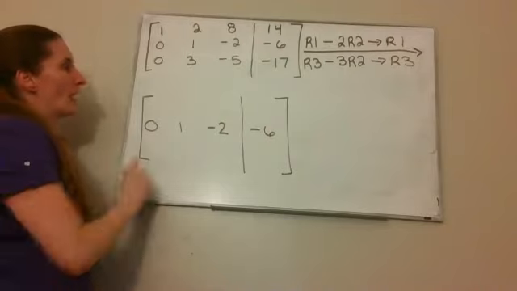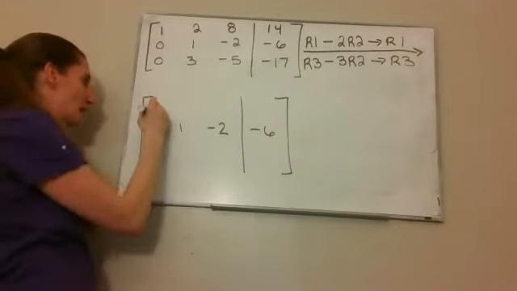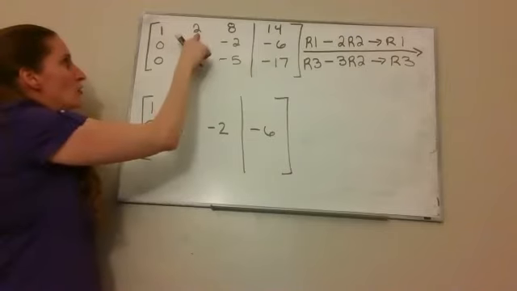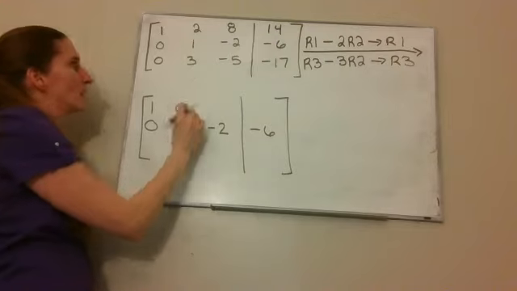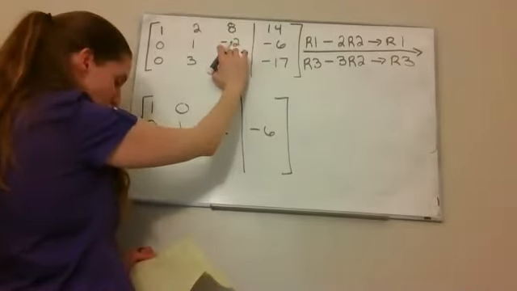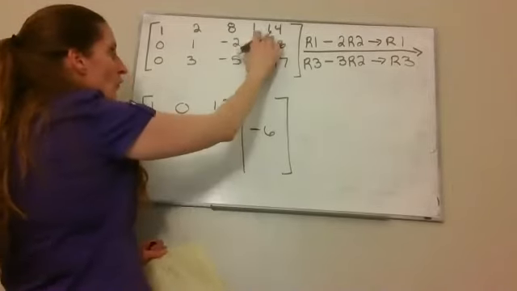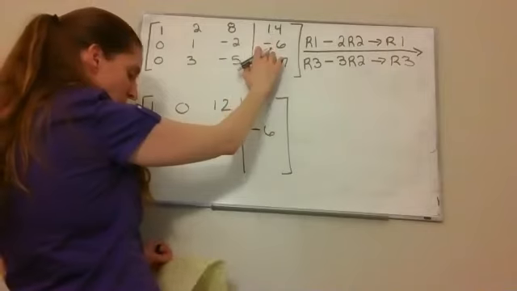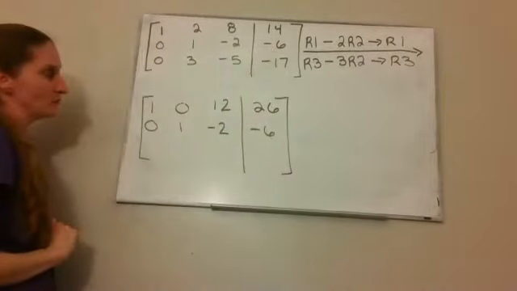For row 1, I get 1 minus 2 times 0. That's still 1. 2 minus 2 times 1 is 0. And 8 minus 2 times -2 will get me 12. 14 minus 2 times -6 is 26.